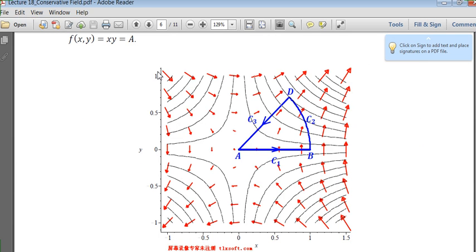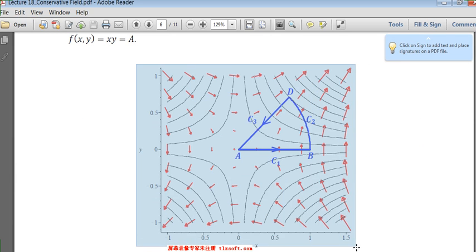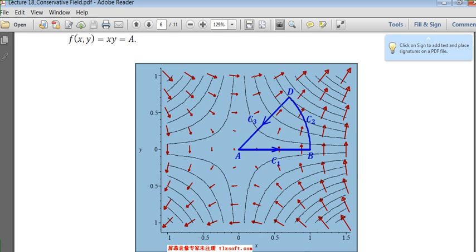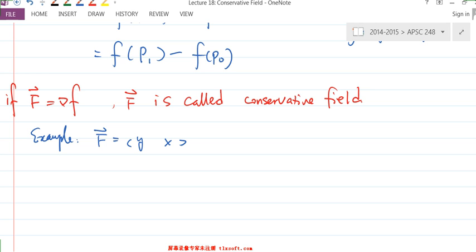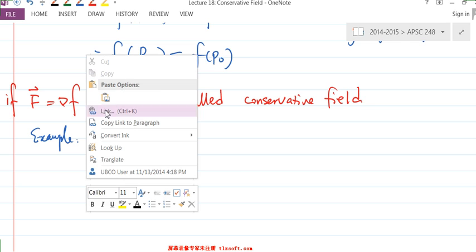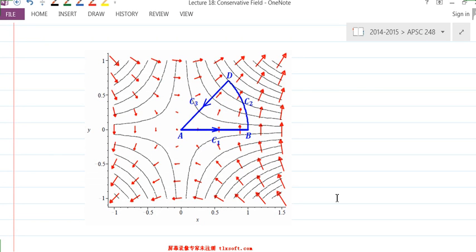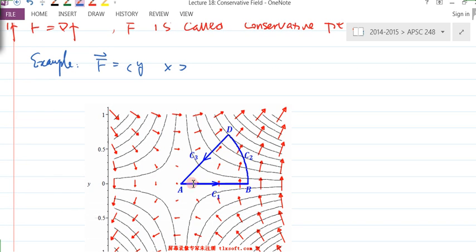So this is basically what we're going to do. This is the vector field. The red arrows are the field, and there is a pizza inside this field. We're going to integrate along these boundaries of the pizza. So basically, the curve C is C1 plus C2 plus C3.